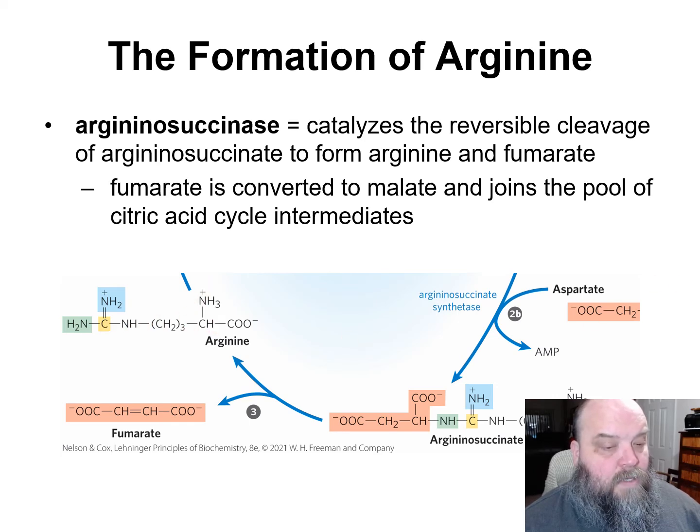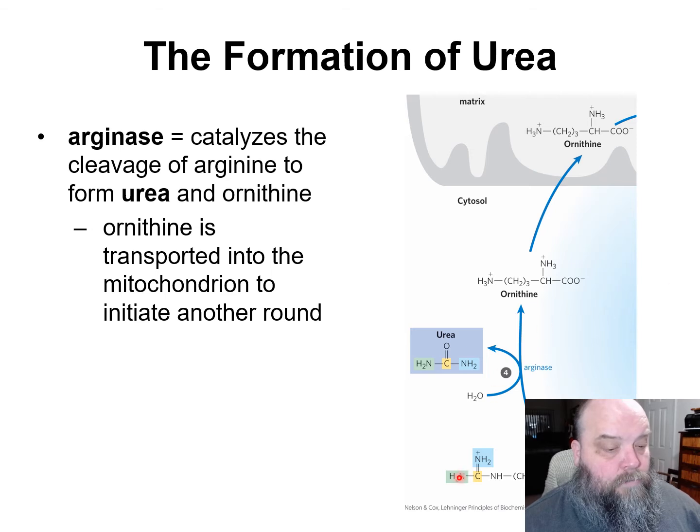And then all of this, that carbon and 2 amino groups of arginine, gets released by arginase. There you go. Carbon, carbonyl, 2 amino functional groups, that's urea. The remaining carbon skeleton is ornithine, which can be taken back up into the mitochondria to take another carbamyl and start this process all over again.